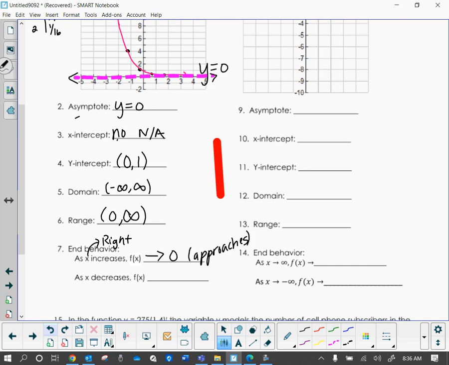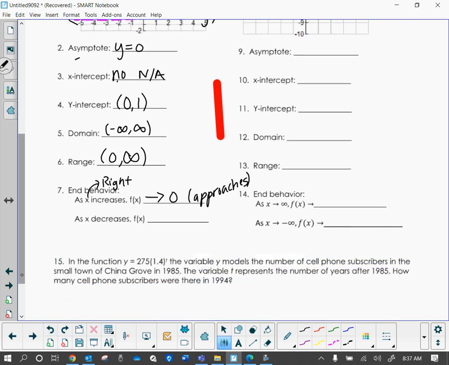As x is decreasing, as you're moving from right to left on this graph, if we look at the left side of the graph, how is it pointing? Up. Okay, if we look at the left side, pointing up, it's approaching infinity, or it's increasing.